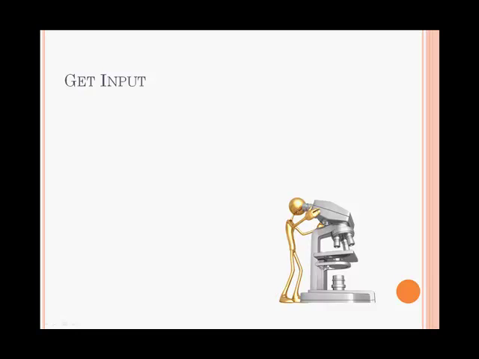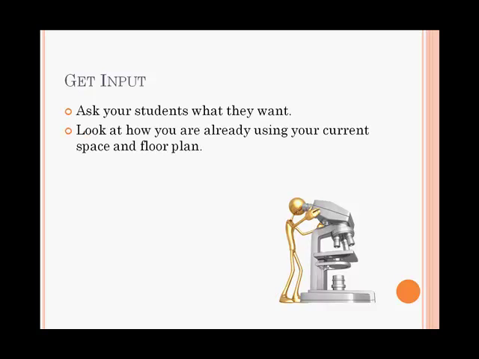So now we're looking at getting our input, because we've kind of got an idea, but we want to make sure that we're on the right track. So the first one I always say is ask your students what they want. Your kids have been in the classroom, and you can get some weird and wild ideas, but you'll probably even get a couple good ones on what might work for a classroom or what software or technologies are out there that you may be missing.